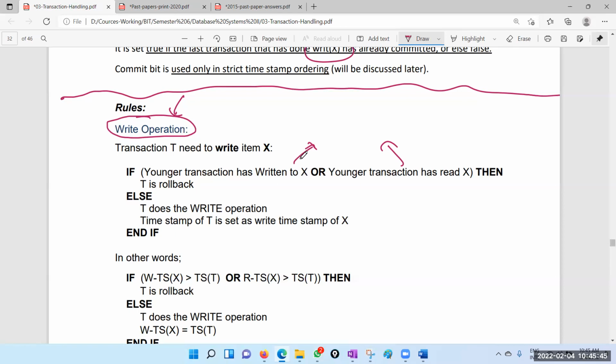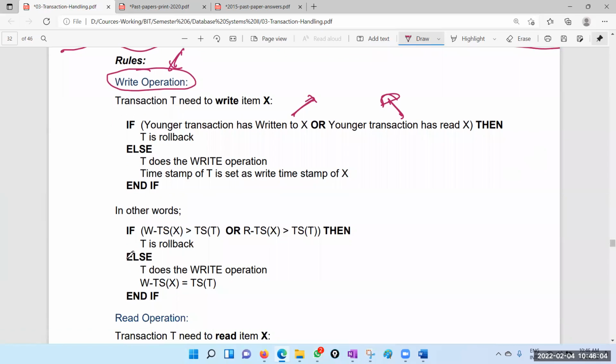So you have to check both read and write when you come for the write. When you come for the read, you have to check only write, because others doing the read is okay. So when you do write, you check both read and write. When you do read, you check only write. Then we have the read-write analogies. So you have to check whether a younger transaction has written to X or a younger transaction has read X. If so, then you have to roll back.